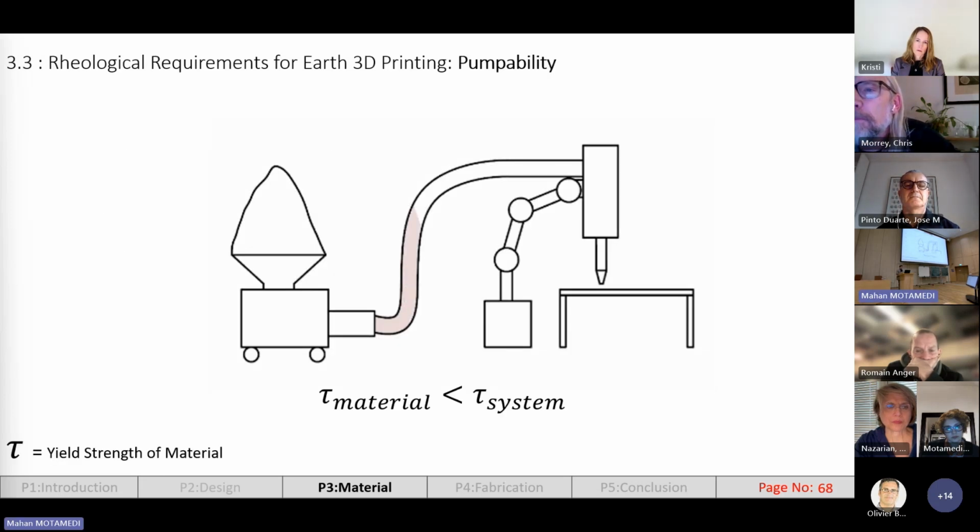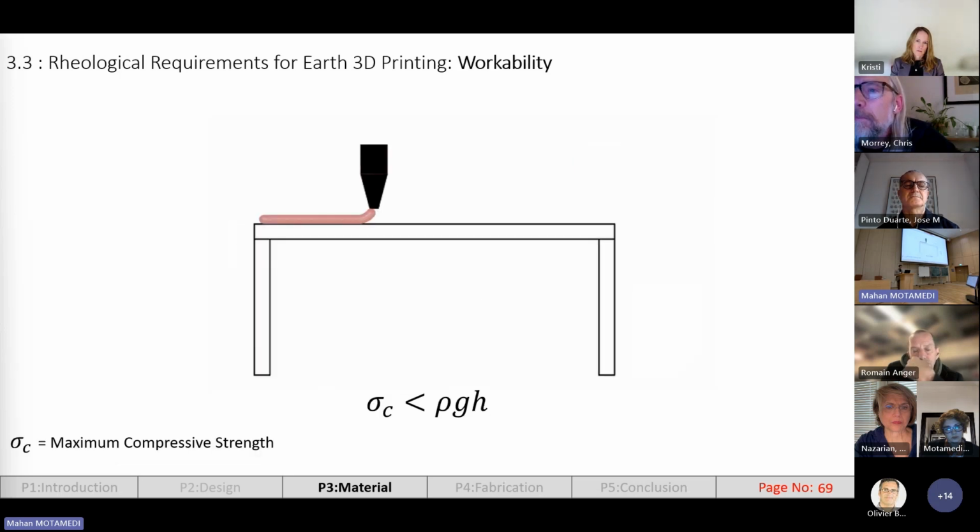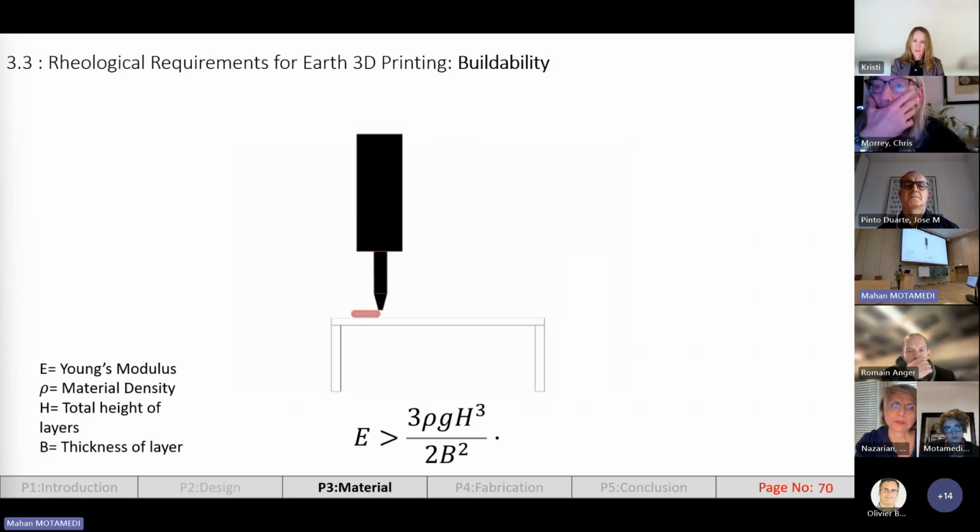So the first rheological requirement of 3D printing any material is pumpability. It means that the material has to be fluid enough in order to be pumped and pushed by the feeding pump inside the extrusion nozzle. The second requirement is the workability, meaning that after the material is deposited through the digitally controlled nozzle, it has to be strong enough to maintain its shape and not deform.